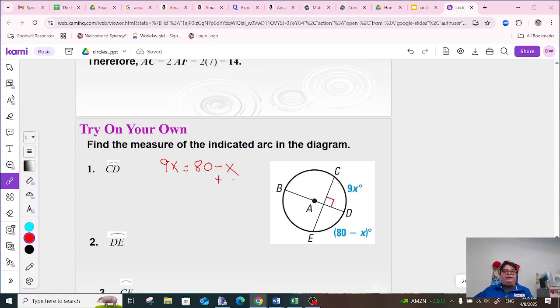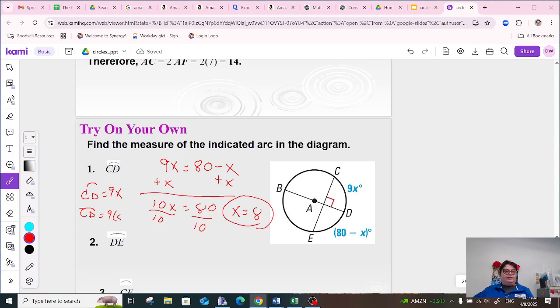And then I add x to both sides. I get 10x is equal to 80. I divide by 10 on both sides. What does x equal? X is equal to 8. Now, to find CD's measure, arc CD is equal to 9 times x, but what's x? 8. So what is 9 times 8? 72. And they're talking about the degrees.